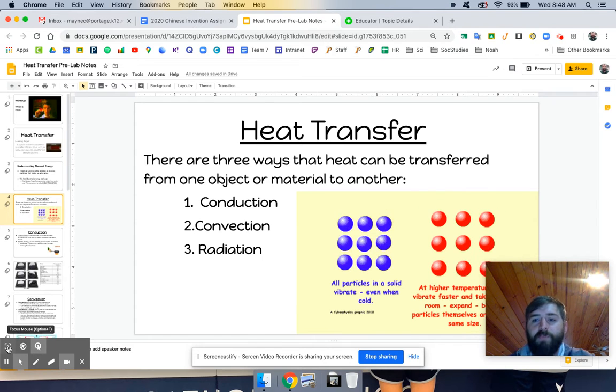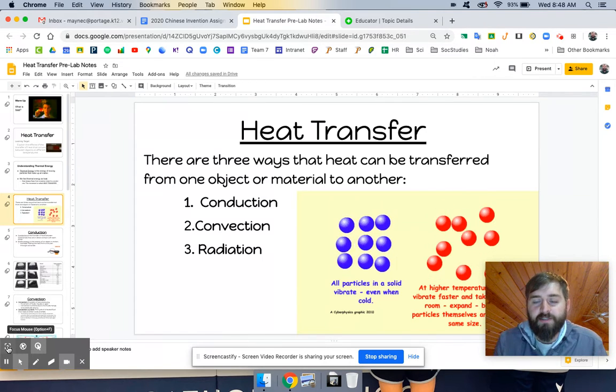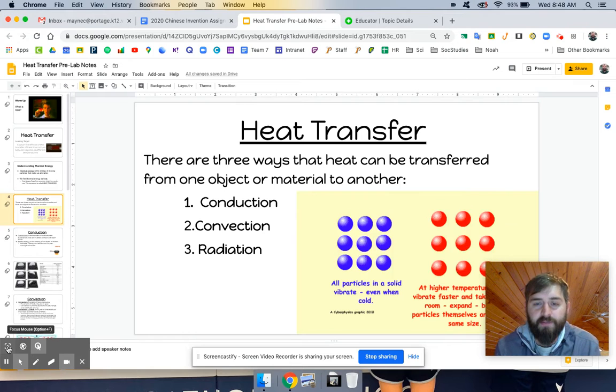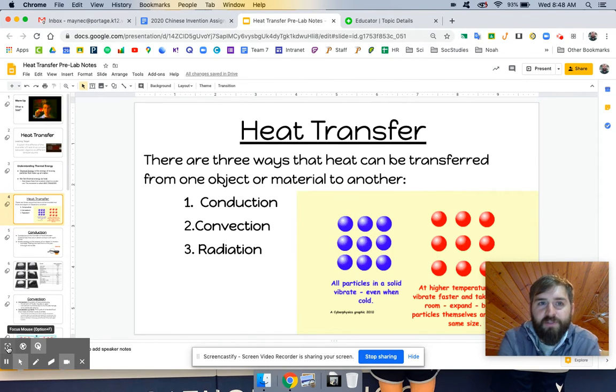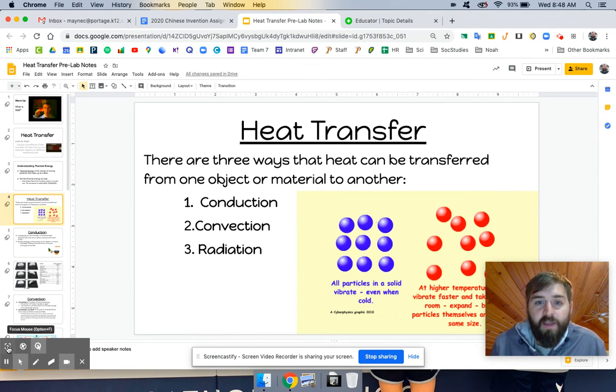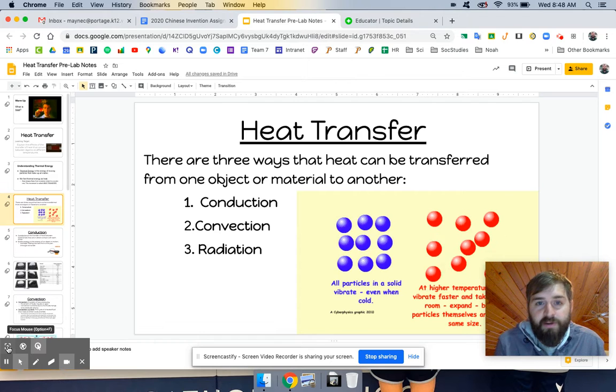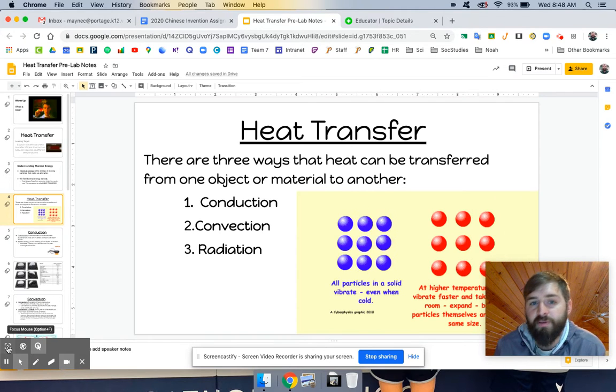Hello, everyone. I was able to look at some of the ice cube labs that some of you have already done, and I was very impressed with that. Picking some really interesting materials, and many of your predictions are correct. So that's great. Just a reminder that that was all about conduction when we talk about thermal energy.